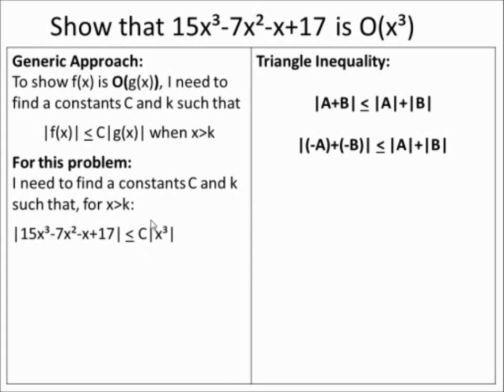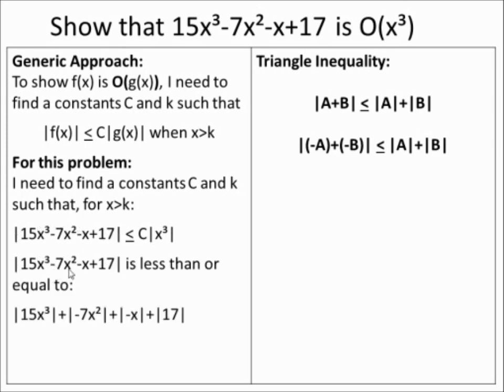Let's return to this. I'm trying to show that in absolute values, 15x cubed minus 7x squared minus x plus 17 is less than or equal to c times the absolute value of x cubed, of course, whenever x is greater than some number k. I use my triangle inequality on this piece. I'm going to split it up. The triangle inequality tells me that this is less than or equal to the absolute value of 15x cubed plus the absolute value of 7x squared plus the absolute value of negative x plus the absolute value of 17. See, that's what the triangle inequality lets me do.